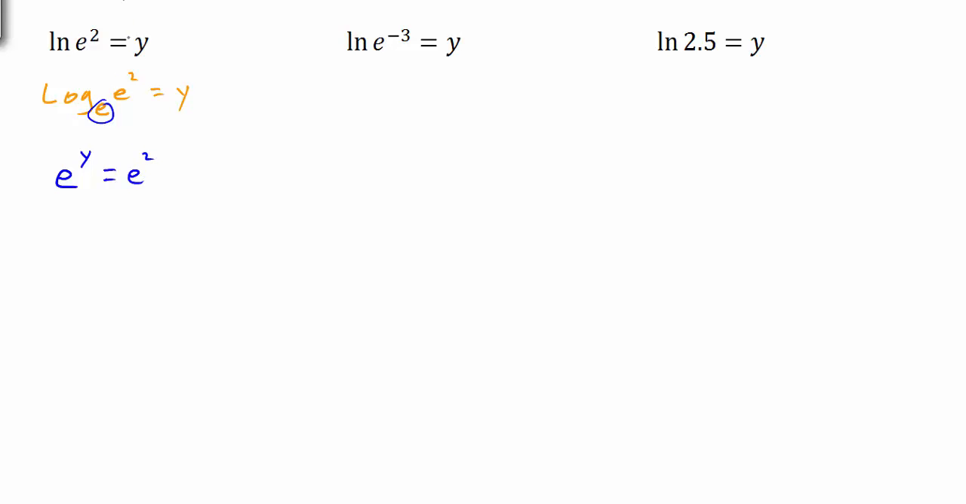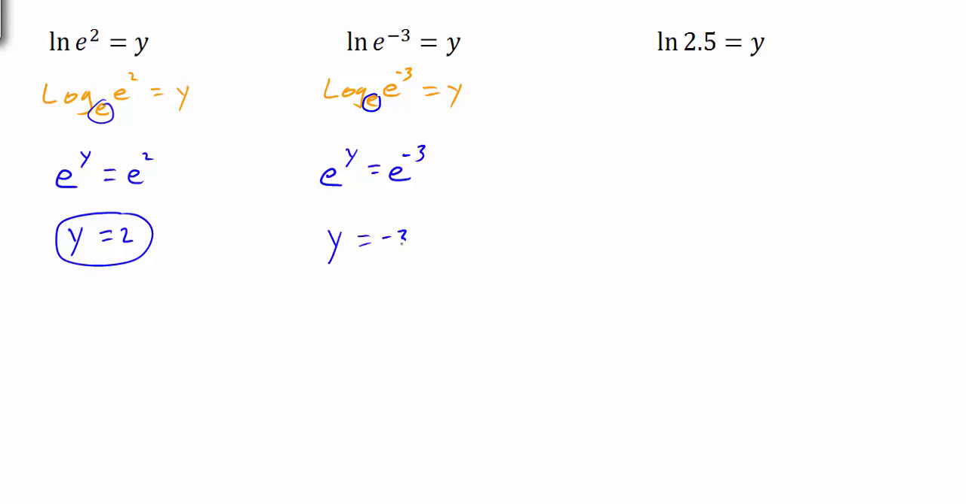And now it's clear that we have the same base e, so therefore the exponent y has to be equal to 2. And then over here, the next example, ln of e to the negative 3. Once again here, the base is e. And let me actually rewrite this again. This really means log base e of e to the negative 3 equals y. So again, we're taking this base raised to the exponent y equals e to the negative 3. The bases are the same, so we get y equals negative 3.